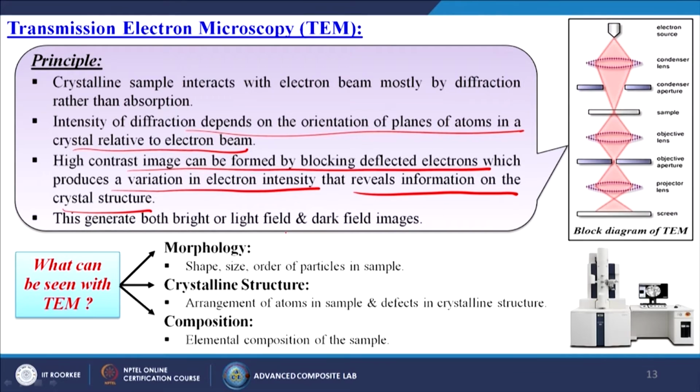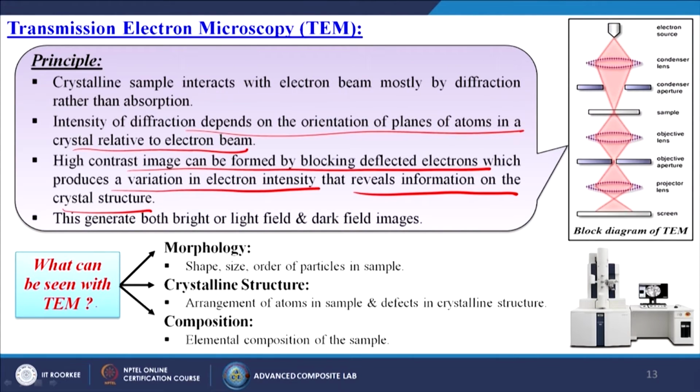So, in this way we are having the electron source, then the condenser lens, then the condenser aperture, then the sample we are keeping, through that we are having the objective lens, then the objective aperture, then we are having the projector lens, and then we are having the screen on which we are getting the image.